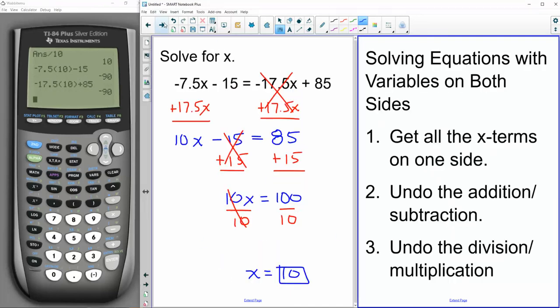So in summary, to solve equations with variables on both sides, the first thing you do, number one, is get all the x terms on the same side. I did that in this one by adding 17.5x to both sides. Then you undo the addition and subtraction. So I added 15 to both sides. Then I undid the division and multiplication, dividing both sides by 10.